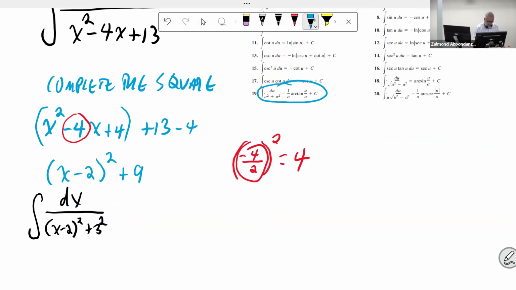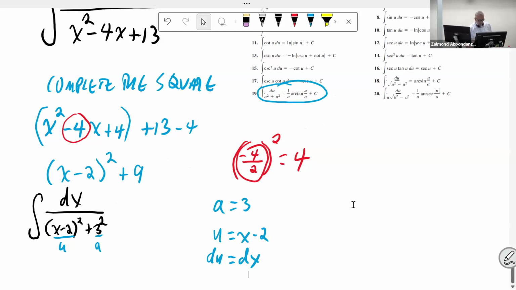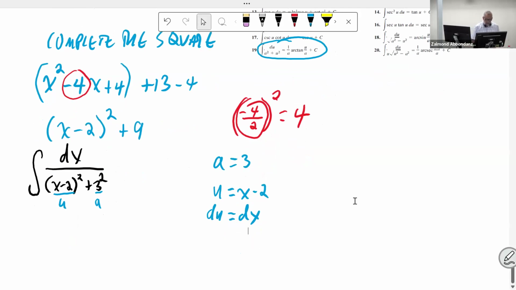I'm going to make a substitution here. It's a pretty easy substitution, but I still have to do it. This is what I'm going to substitute; that's going to be my u. This is going to be my a. It may be obvious, but I'm going to write it anyway. So my a is 3. My u is x minus 2. My differential of u equals my differential of x, because the derivative of x minus 2 is just dx. It's a pretty simple substitution, but I think it's worth it to write them all down like that. And then we can plug it in exactly into our formula.